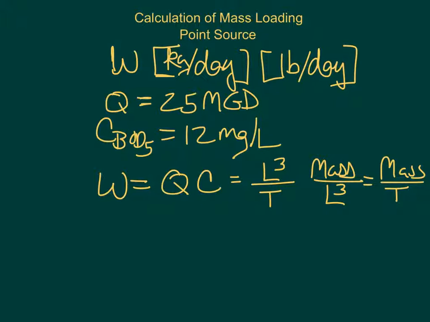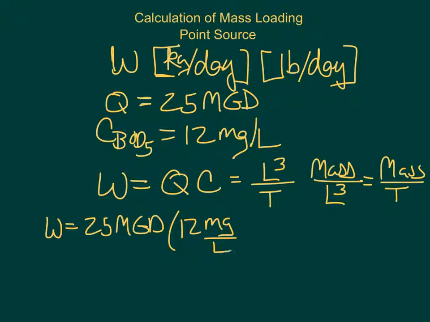In this example, if we multiply the 25 million gallons per day by 12 milligrams per liter, the answer would be 300, but our units would be million gallons per day, milligrams per liter. We don't want to be working in those units. Our units have to look like mass per time.